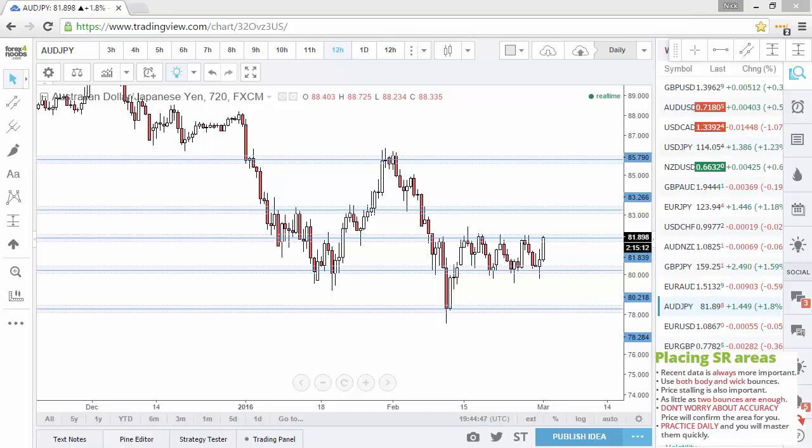You read my scalping strategy using price action. Do I use 12-hour support resistance on my scalping strategy? No, I use 5-minute support resistance on my scalping strategy. It's a different strategy. It's the same method for placing support resistance areas really, but I just do it on the 5-minute chart.